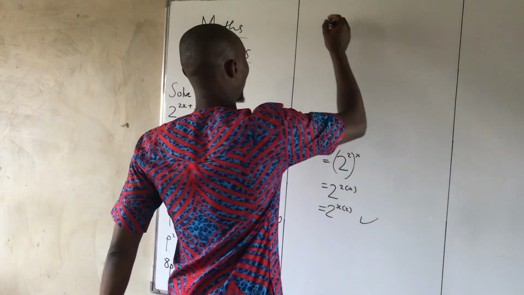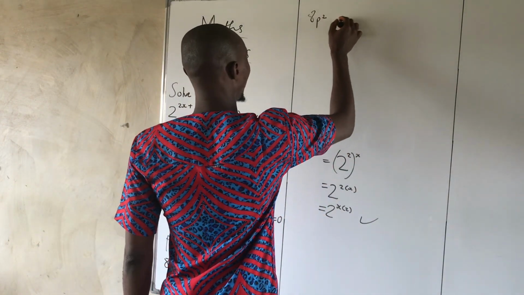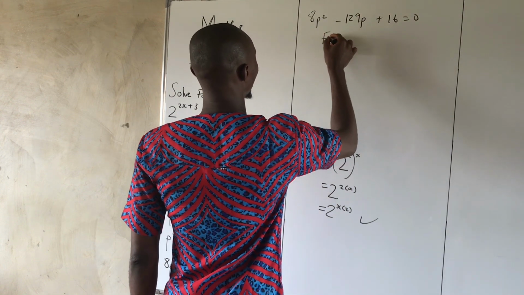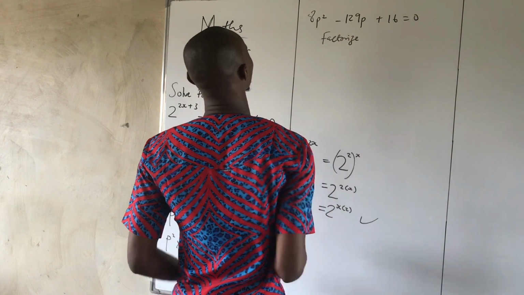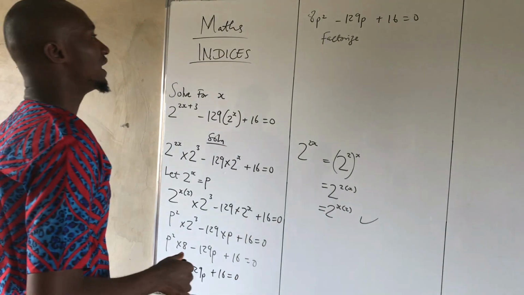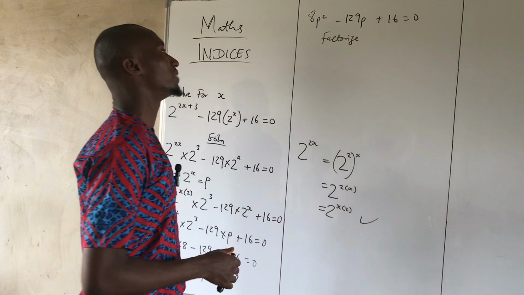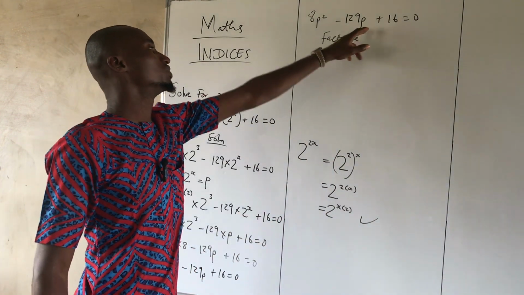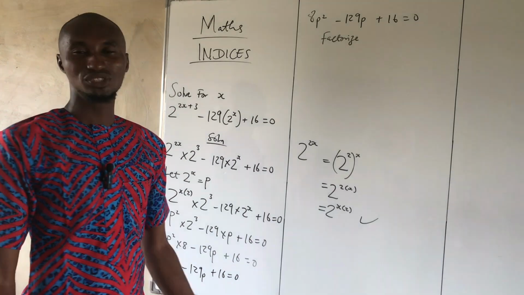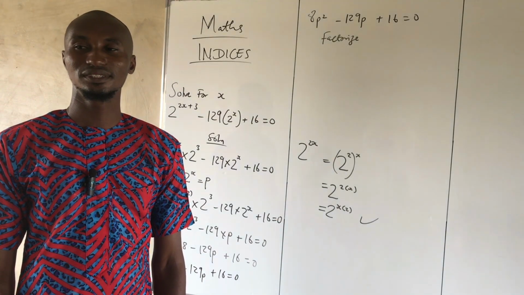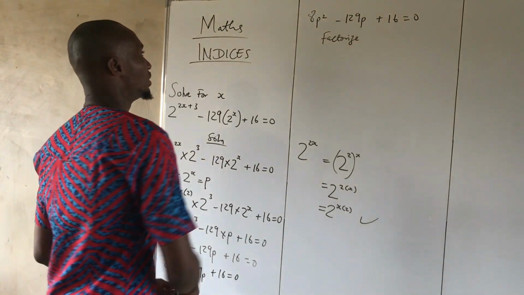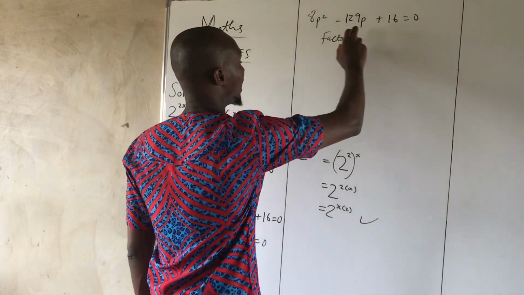So right now, 8p squared minus 129p plus 16 equals 0. What do we do? We factorize. When we factorize, we are going to find two numbers that will give us 129. What are the two numbers that will give us 129? Now, consider you have 8p squared here, and you have minus 129p here.